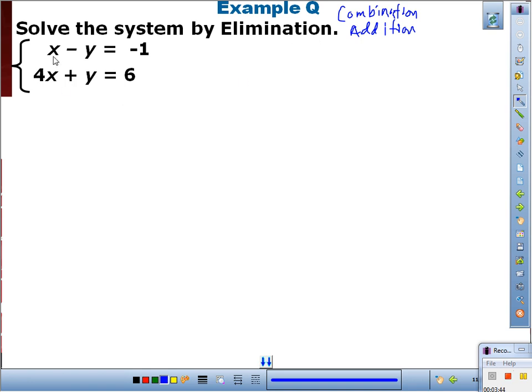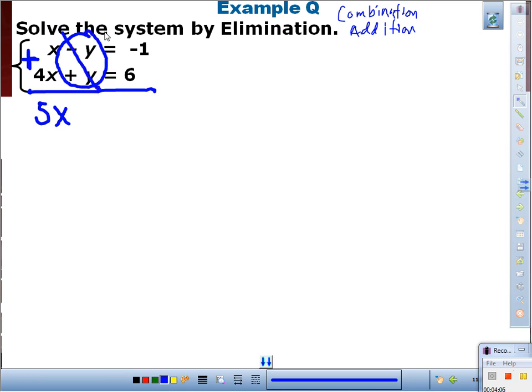Let's see. Addition. Oh, that's how you do it. X equals 1, let's go. All right, before I continue, talk it over to your neighbor, see what just happened there.